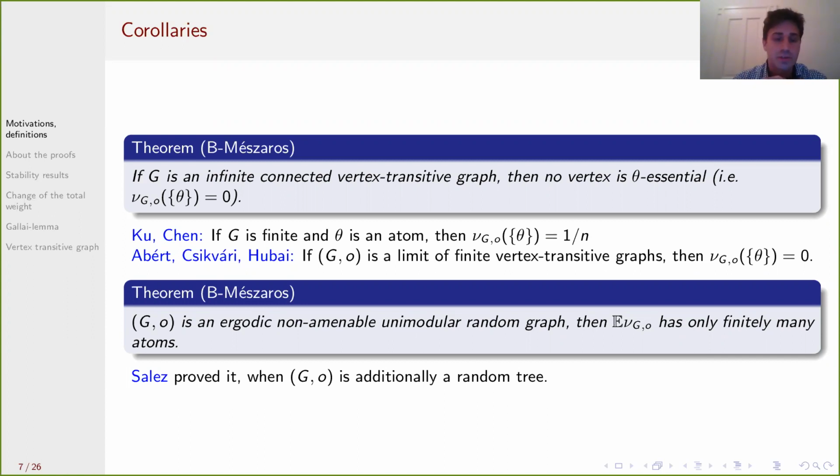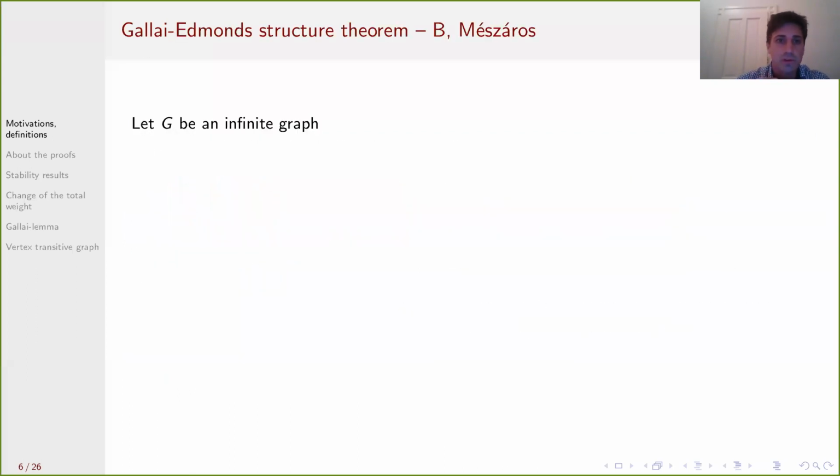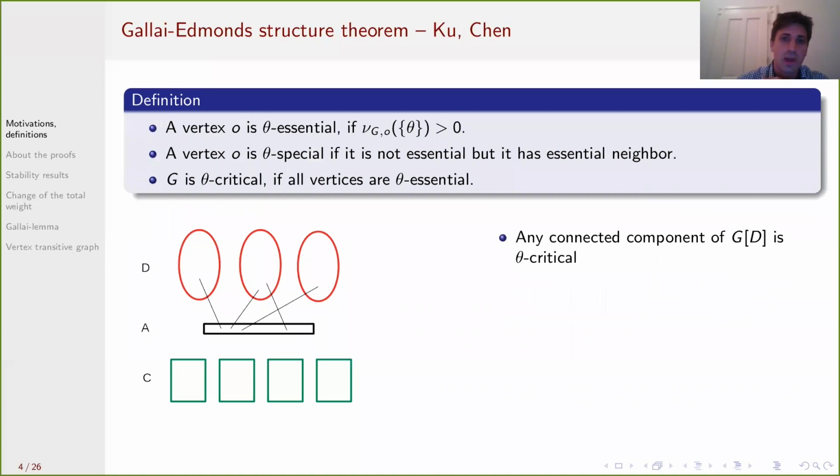And for the essentiality, I will just go backward. No, that's too long. Yeah, sorry, here's the definition. So essential means that the matching measure at the set theta is positive. In other words, there is an atom in the matching measure of G at theta. If you don't like this kind of definition, there are two more for this.